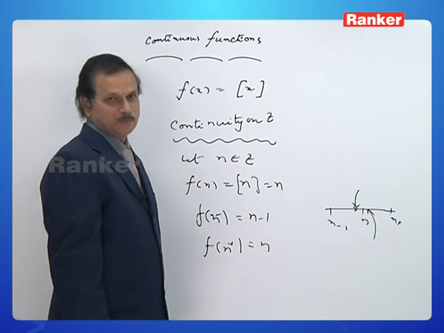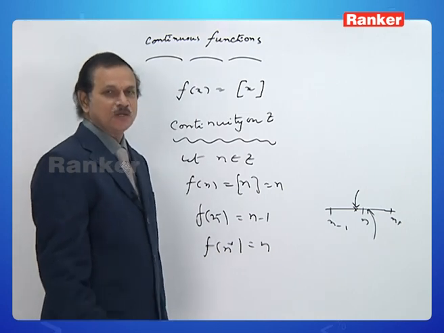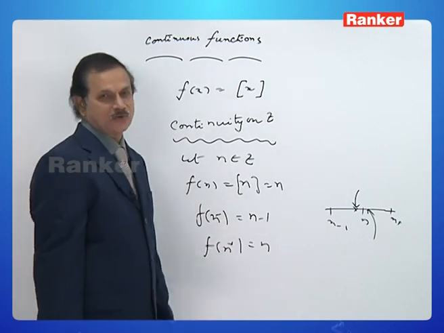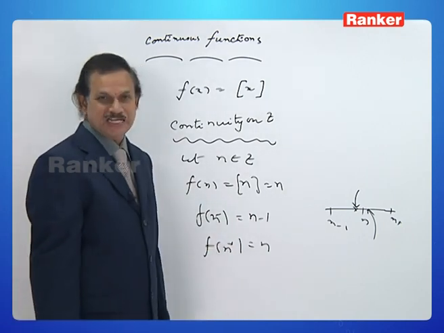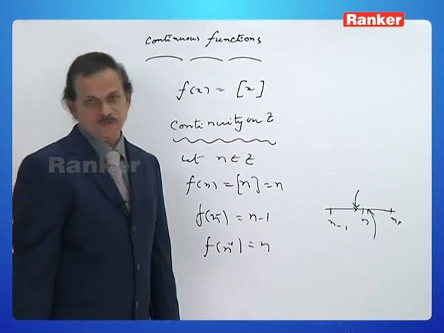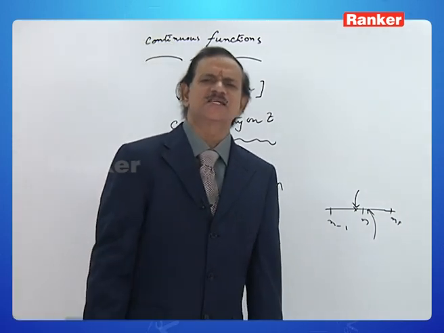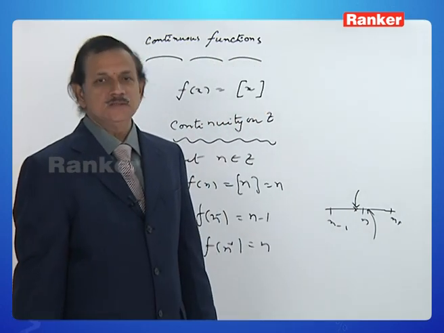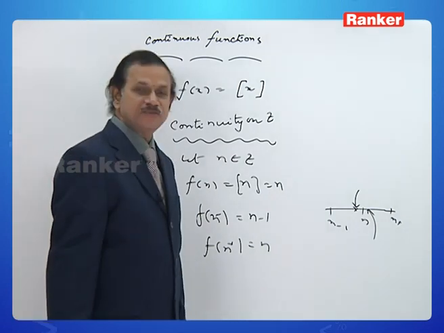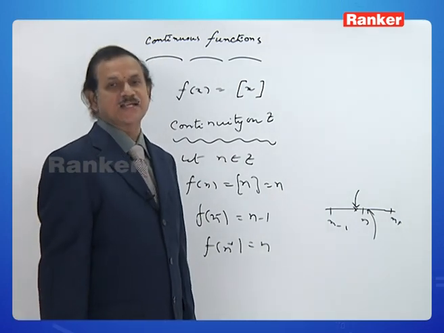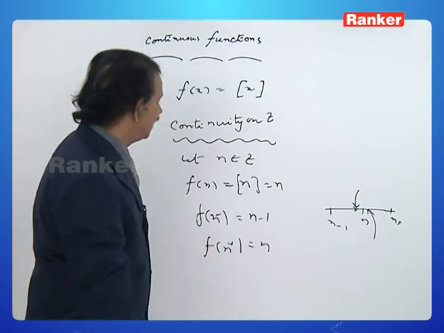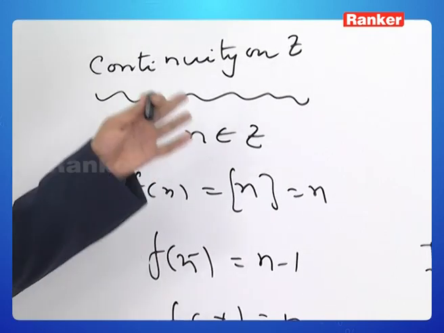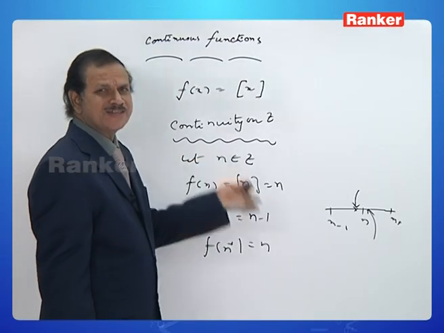A beautiful example of a function which has a one-sided continuity only. That is, it has right continuity at x equal to n but does not possess the left continuity. That is, it is not continuous from left. As a result, it is discontinuous at x equal to n. What is n? Any integer. Therefore, f is discontinuous on Z. That is, it is discontinuous at every point of Z. This is the discussion about the continuity of the function on Z. Is it continuous? No, it is not continuous.